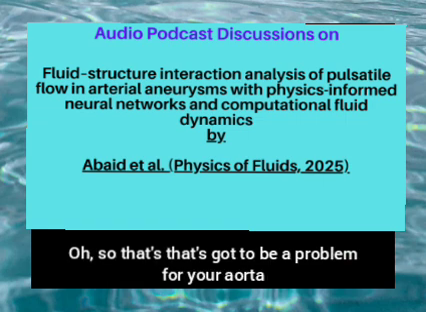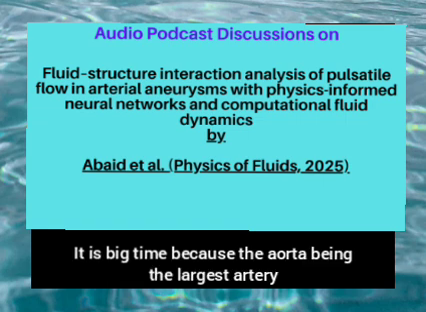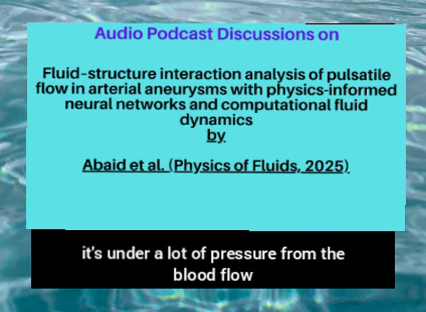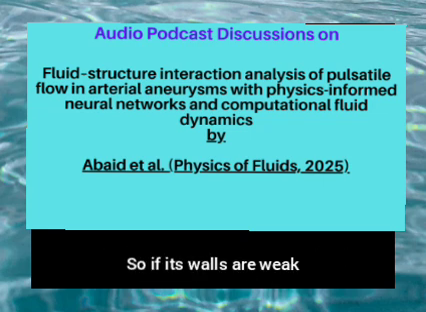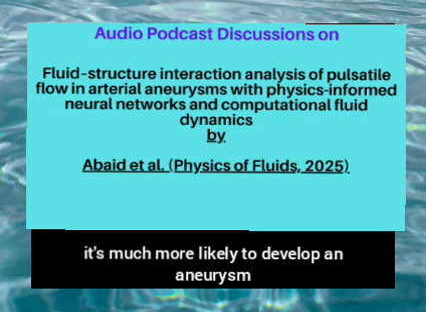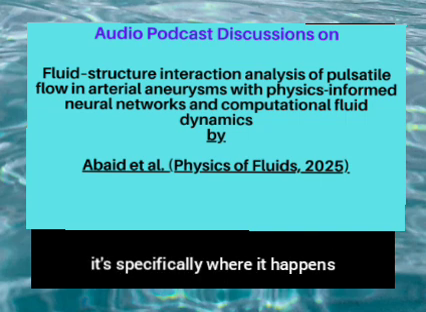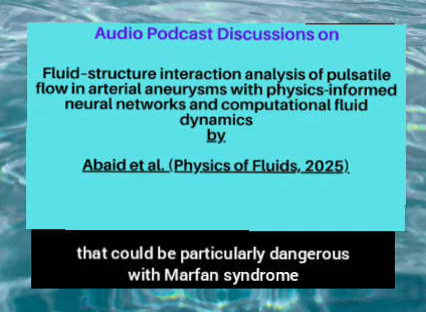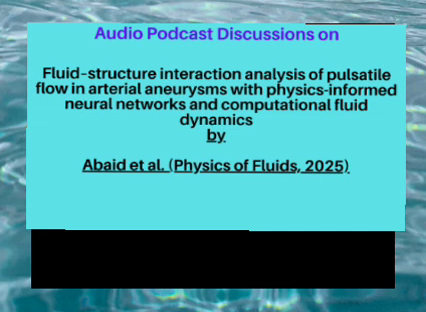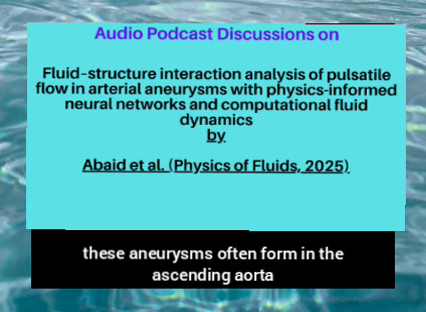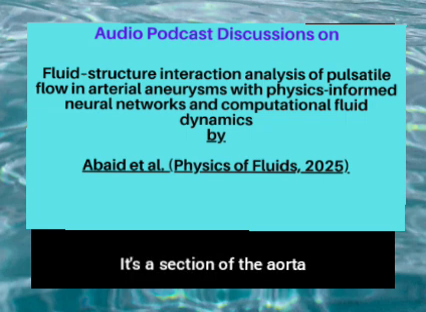Oh, so that's got to be a problem for your aorta. It is big time because the aorta, being the largest artery, is under a lot of pressure from the blood flow. So if its walls are weak, it's much more likely to develop an aneurysm. And it sounds like it's not just any aneurysm, it's specifically where it happens that could be particularly dangerous with Marfan syndrome. Is that right? That's right. In people with Marfan syndrome, these aneurysms often form in the ascending aorta. Ascending. Yeah. The section of the aorta that comes right out of the heart and curves upwards, sort of the first part of the aorta. And if an aneurysm there ruptures, it can be life-threatening.